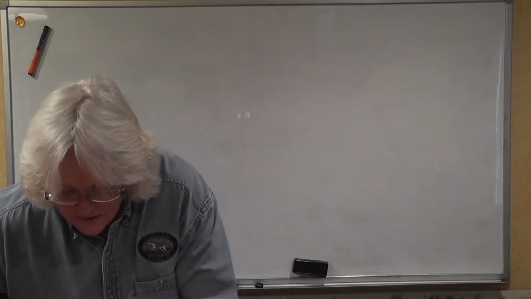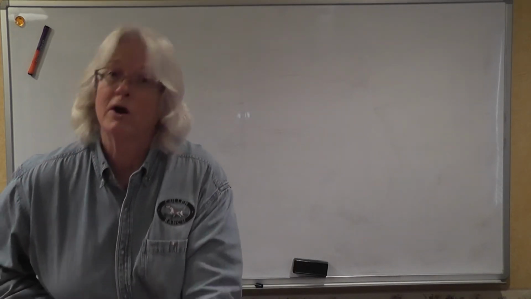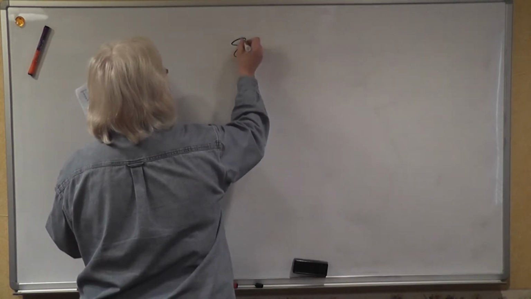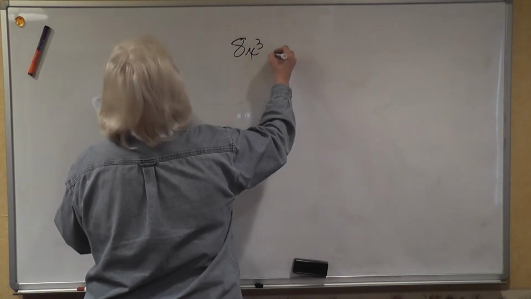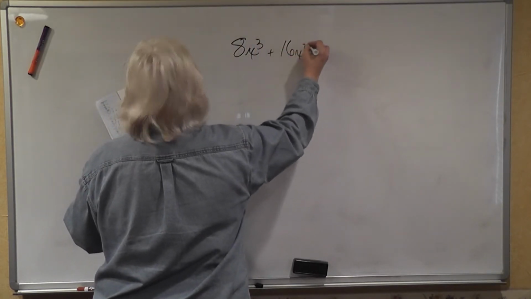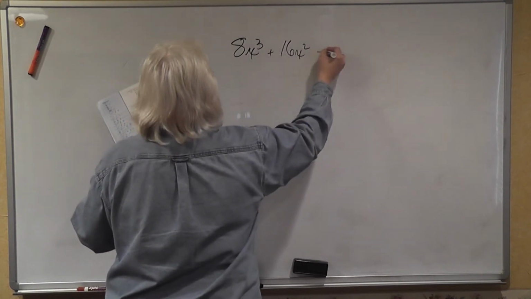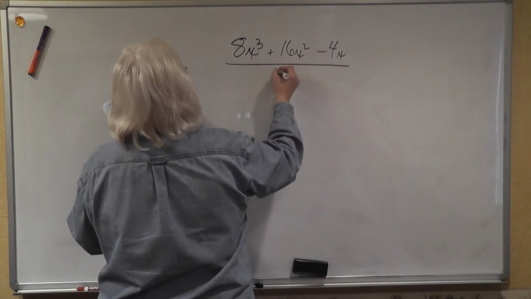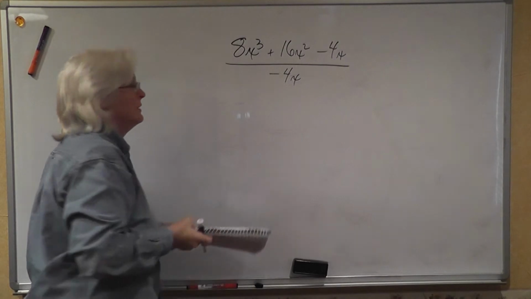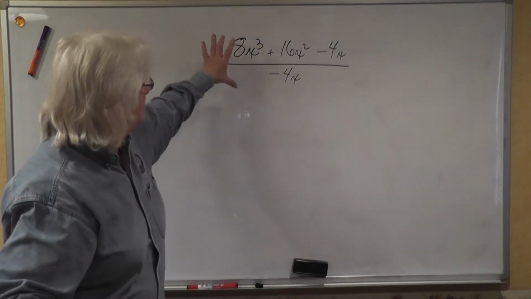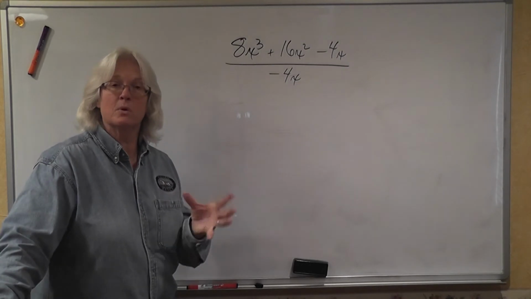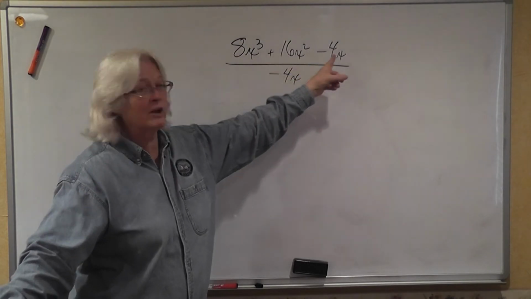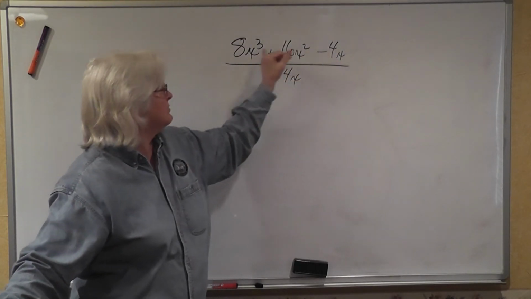One final one. This has a trinomial in the numerator. We have 8x cubed plus 16x squared minus 4x. All of this is divided by a negative 4x. What we always need to do when we have an expression that looks like this is combine like terms before we do any manipulation. Do we have any like terms here in the numerator? We don't, because the exponents are all different.